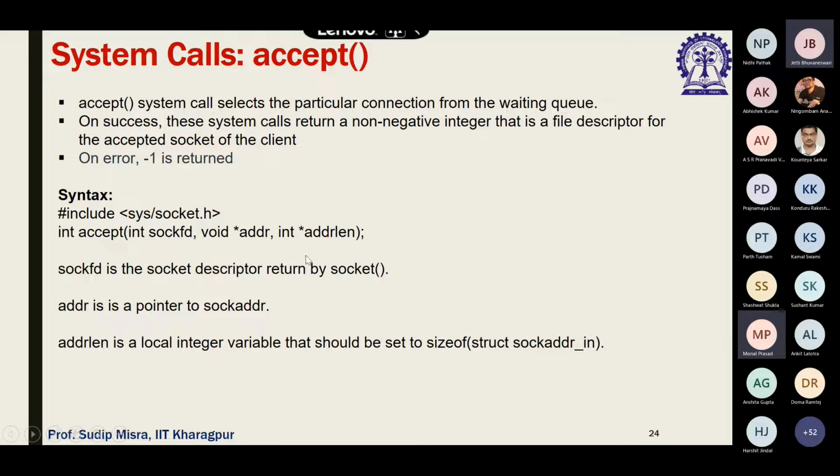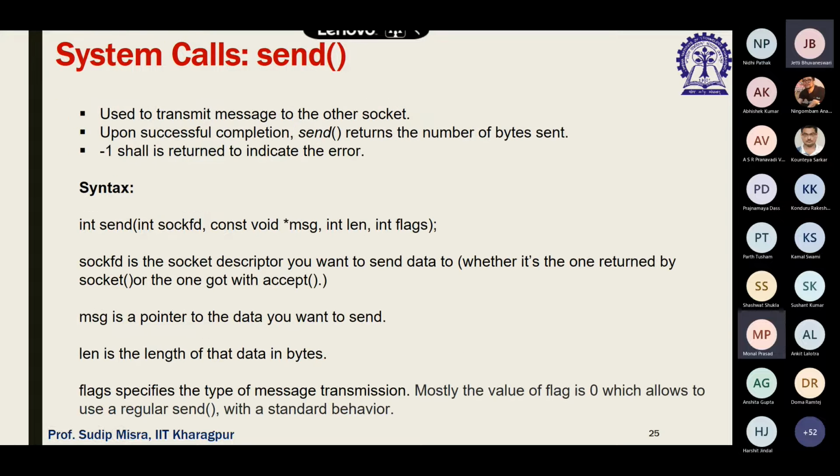Okay, now comes the send. The send and receive. Now the connection has been established. The client and the server are going to use these send and receive functions for sending the messages. The send function is used to transmit the message to the other socket. Upon successful completion, send returns the number of bytes that are sent, and if there is an error, -1 is returned.